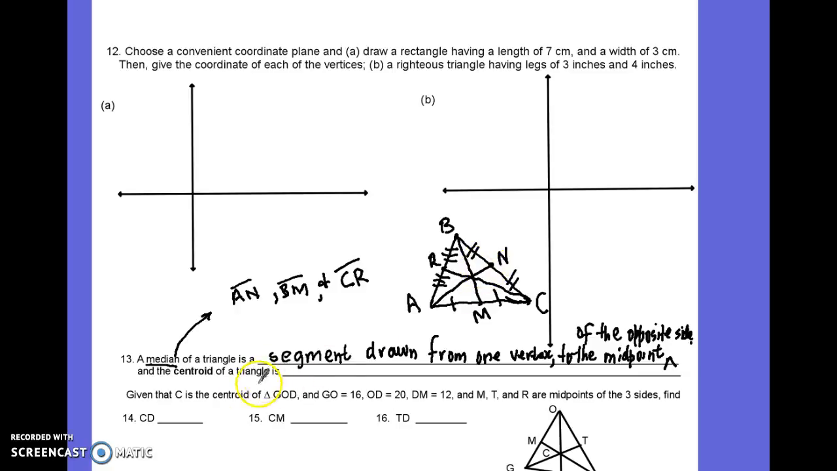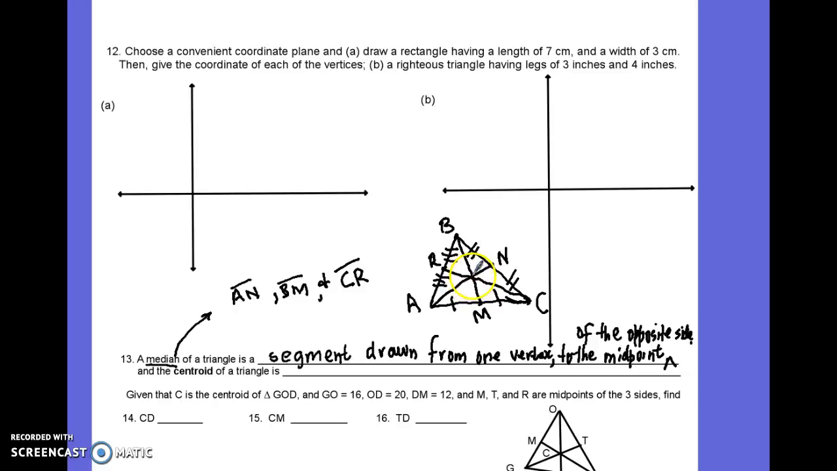Okay, so a median of a triangle is a segment drawn from one vertex to the midpoint of the opposite side. Again, a median of a triangle is a segment drawn from one vertex to the midpoint of the opposite side.